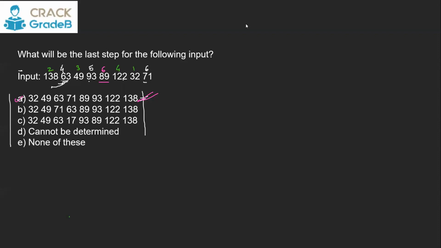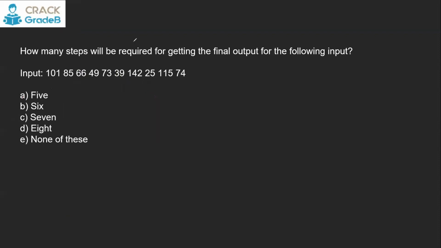Okay, let's see one more. How many steps will be required to get the final output? Now here we'll have to analyze that part, what we did in the previous question. In the first step, 25 will go. In the second step, the biggest number, which is 142, will go behind. In the third step, 39 will come in front. In the fourth step, the second biggest number, which is 115, will go behind. In the fifth step, the third smallest number, which is 49, will come in front. In the sixth step, 101 will go behind.